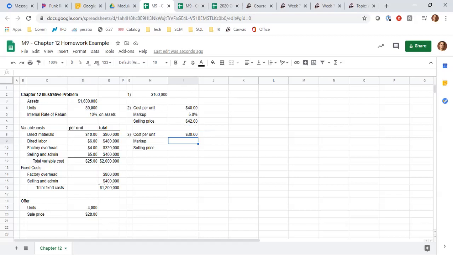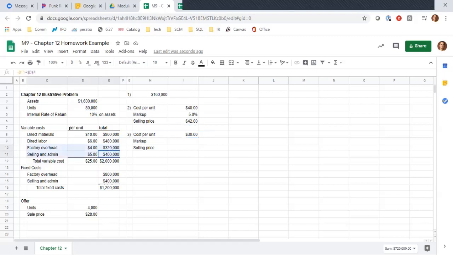And the markup here is a little bit more complicated because we need to include in the markup our selling and administrative costs. Okay, so overall, the idea is the same. We need to take our profit, but in this case, it's not just our profit, because we need to also include our selling and administrative costs. So we're going to add our variable selling and admin and our fixed selling and admin. And that gets us to our quote unquote markup.